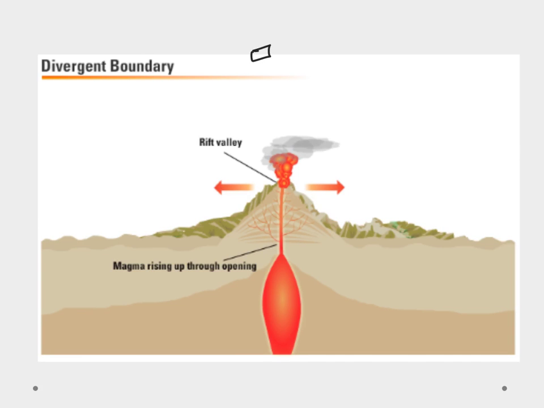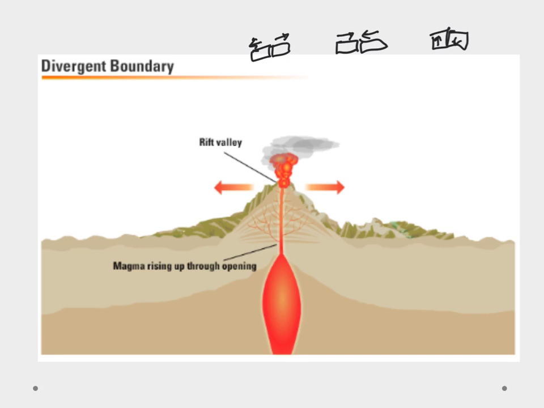Now, we can have two plates that are moving apart from each other. This is what we call a divergent boundary, and we'll see that one in this slide. We can have plates that are coming together, so they're going into each other, and we call those convergent boundaries, and we'll cover those next. And then we can have plates that aren't moving towards or away from each other, they're moving side to side. Those are what we call transform boundaries, and we'll talk about those last.